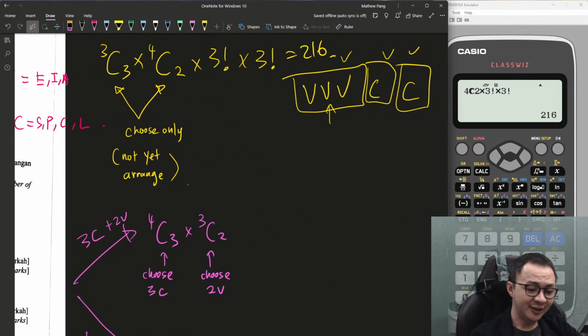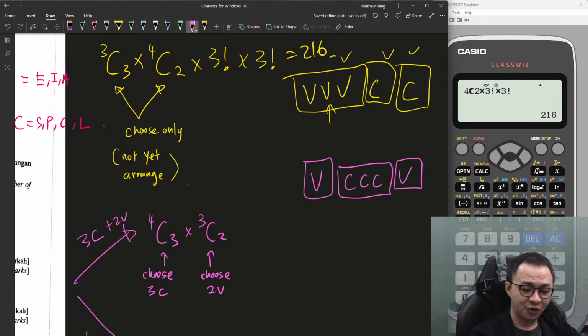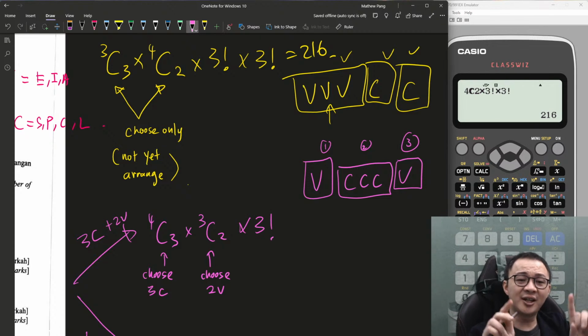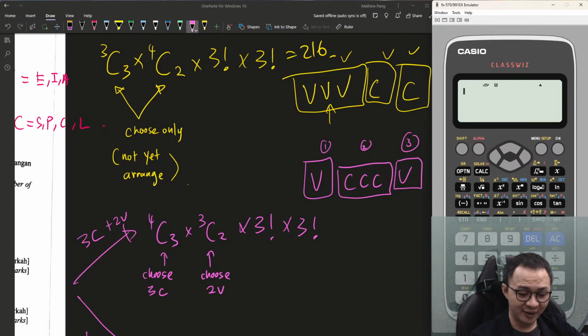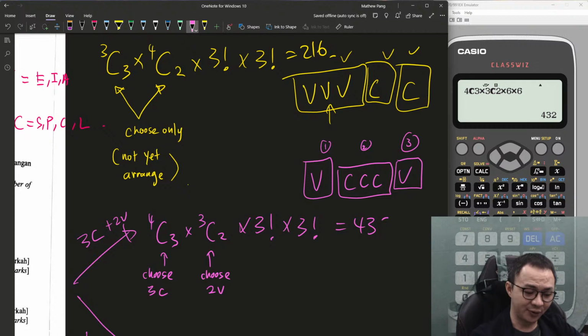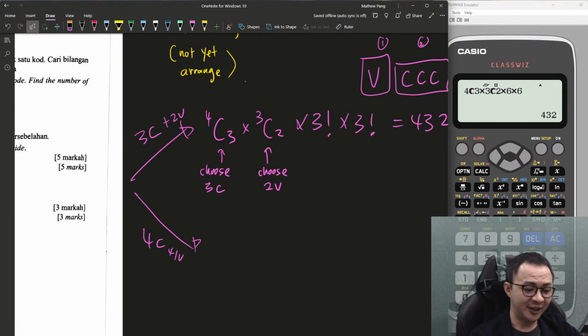Okay, then I will have something like this. Consonant, consonant, consonant, group them together. They want to arrange side by side. Then vowel, 1 itself, vowel itself. Then I want to arrange 3 items. 1, 2, 3. Arrange 3 of them, right? Times 3 factorial or 3P3. Then all the consonants can still arrange among themselves. Times another 3 factorial. 3 factorial is 6 lah. So 4C3 is 4, if not mistaken. Times 3C2 times 6 times 6. 3 factorial is 6. So I get about 432. Okay. Done if I choose 3 consonant.